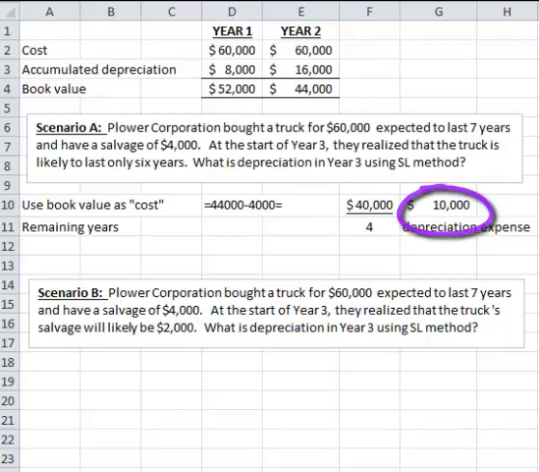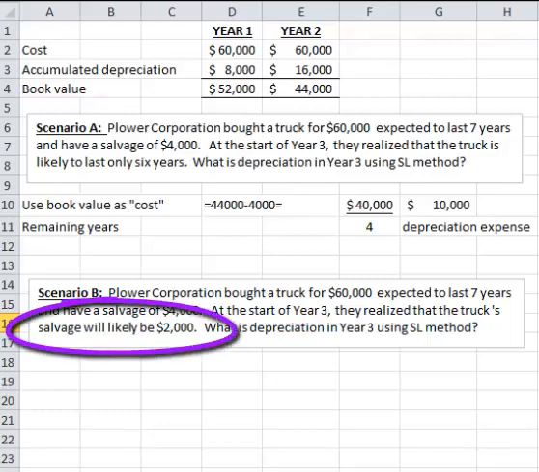Let's look at the second example. What's different in the second example? Instead of changing the useful life, they needed to change the salvage. Okay, so let's use that same process.